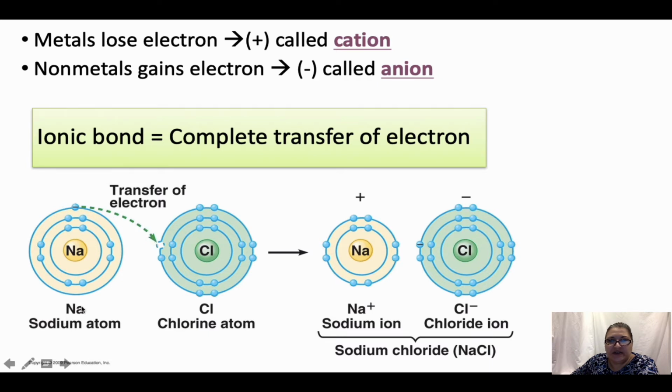Sodium has one valence electron. Chlorine has 7 valence electrons. If sodium completely transfers one electron, then it gets to the next shell which has 8, and then the outer shell for chlorine would have 8. When sodium loses an electron, it becomes positive. When chlorine gains, it becomes negative.